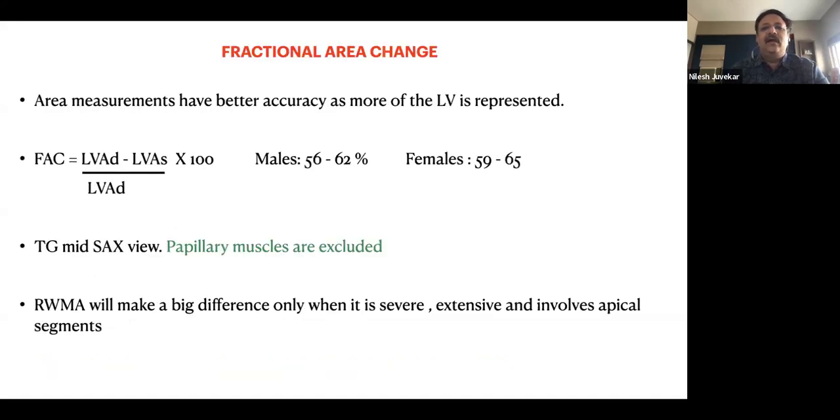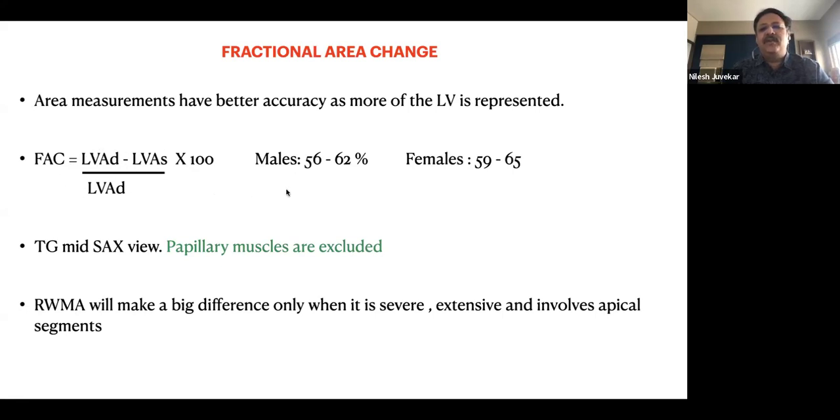Now coming to the area measurement, which is the fractional area change. It has a better accuracy compared to fractional shortening because more of the LV is taken into consideration in this particular measurement. So here we can see that in the formula, the LVIDd is replaced by left ventricular area in diastole, from which the left ventricular area in systole is subtracted, and we get this particular fractional area change.